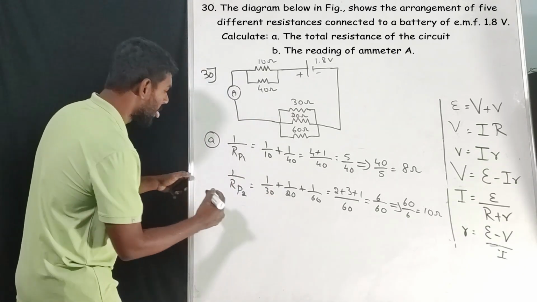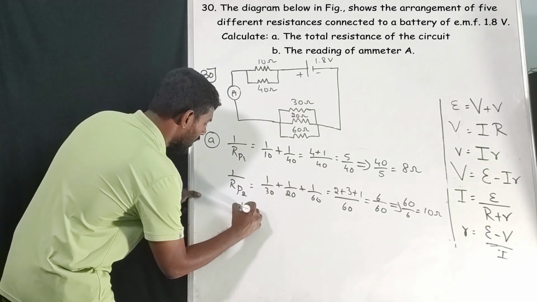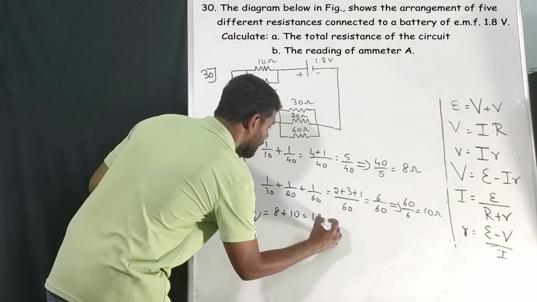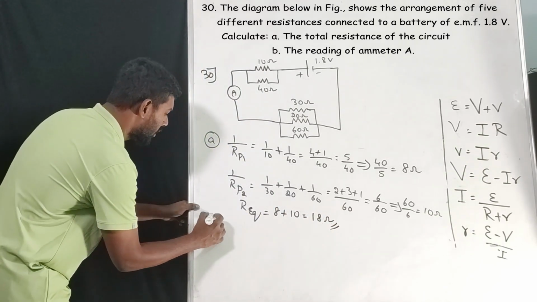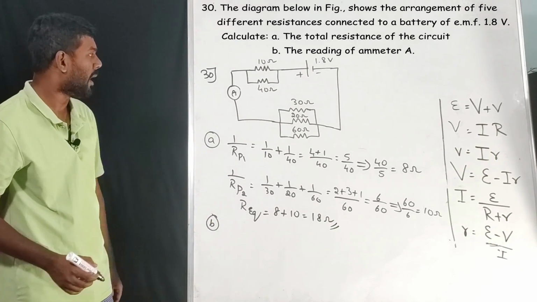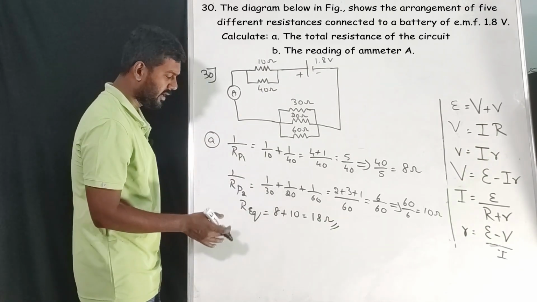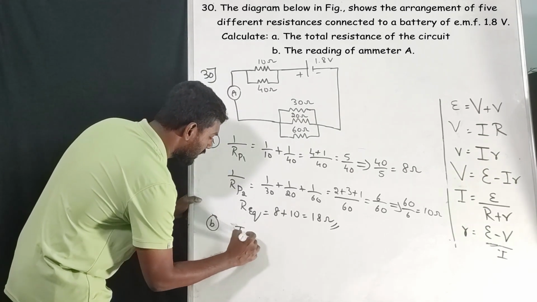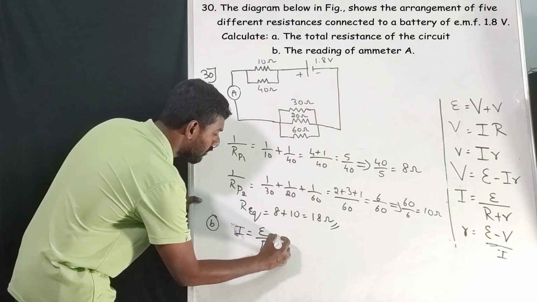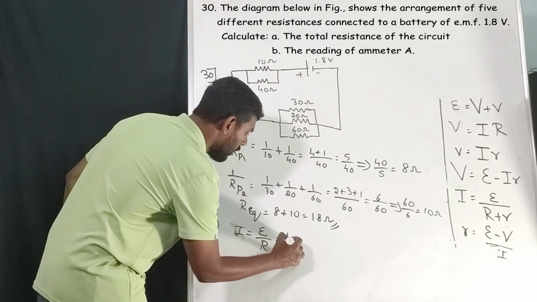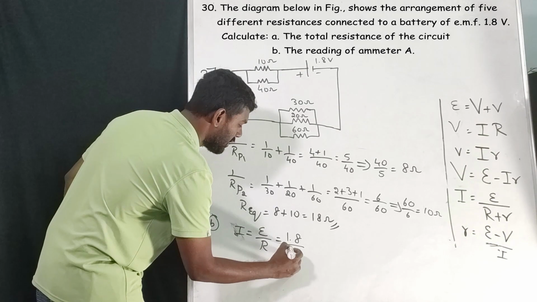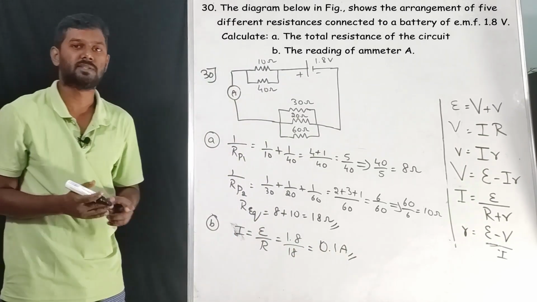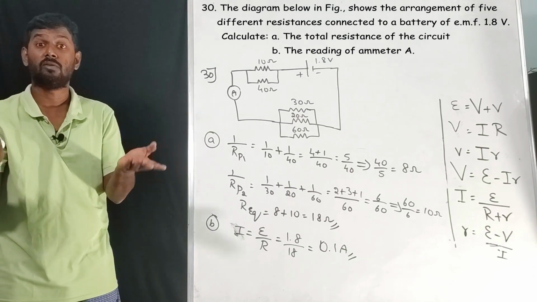Okay, now the final total resistance, Req will be equal to 8 plus 10 ohm, that will be 18 ohm. That's it. Then we'll go to find the reading of the ammeter. Ammeter is here. Whatever the reading of the ammeter they are asking, it is nothing but I equals E by R. What is E? E is nothing but 1.8 and resistance is nothing but 18. So the answer will be 0.1 amperes. That's it. See, if you know the logic, we can solve any question.